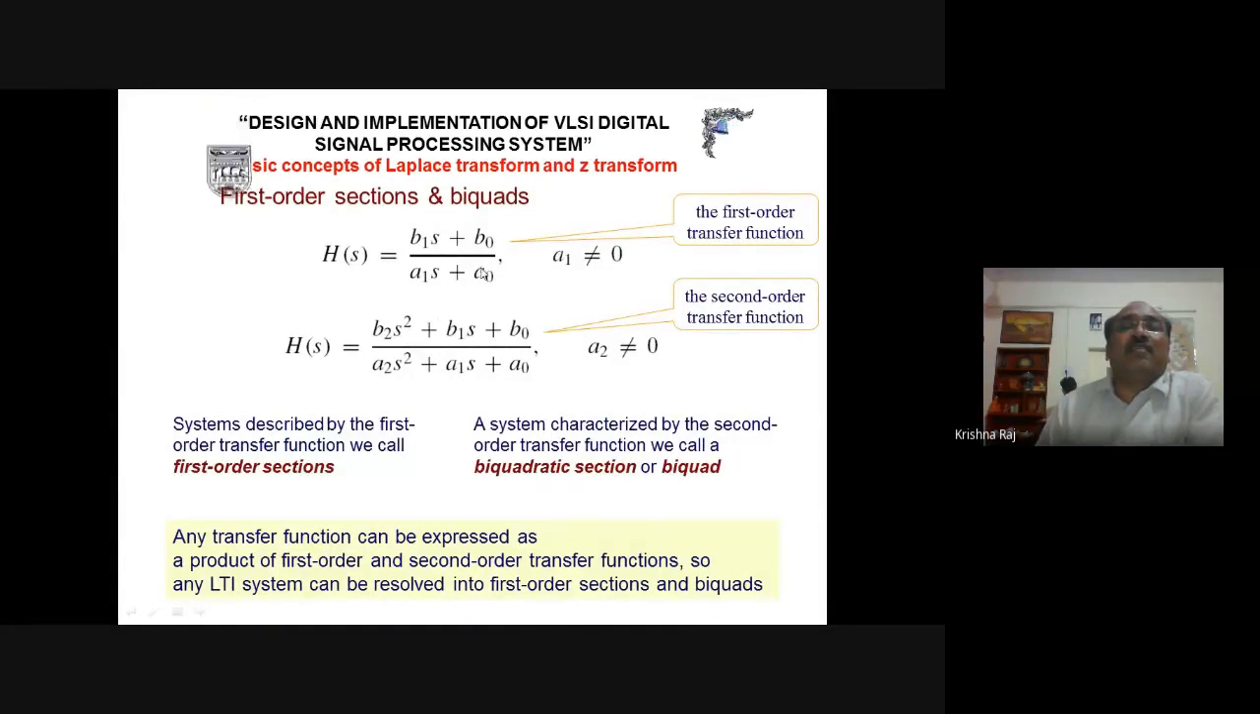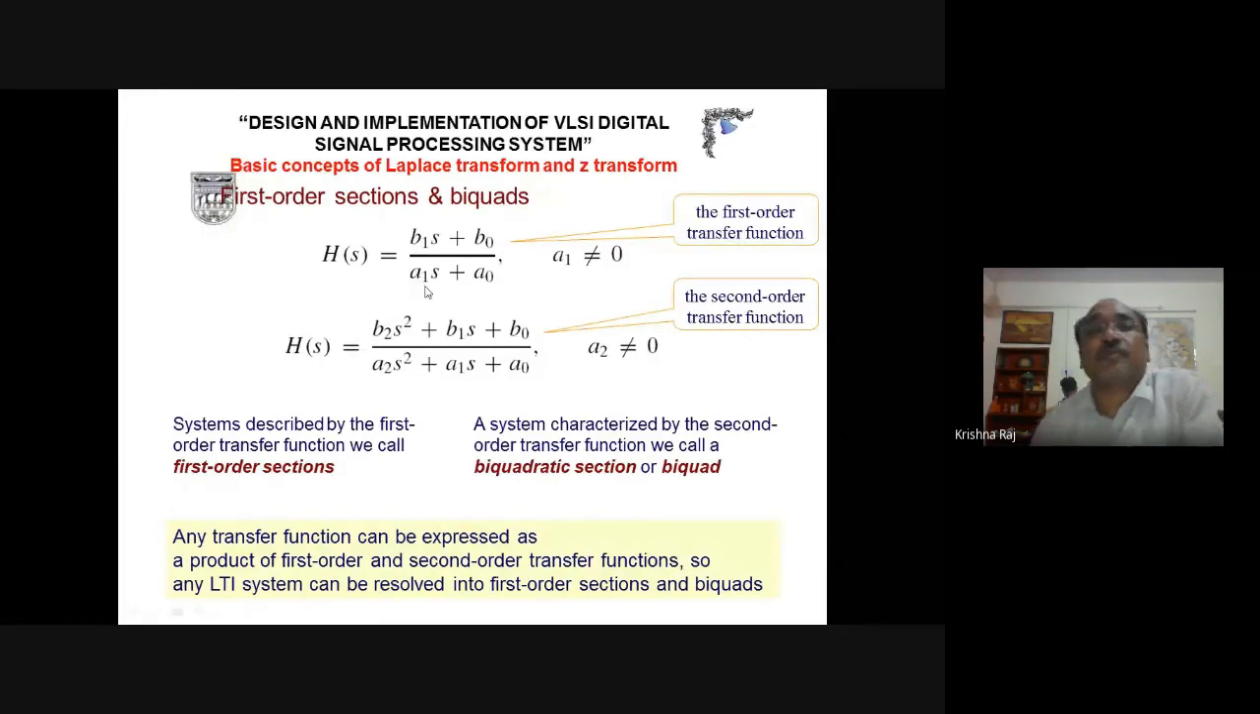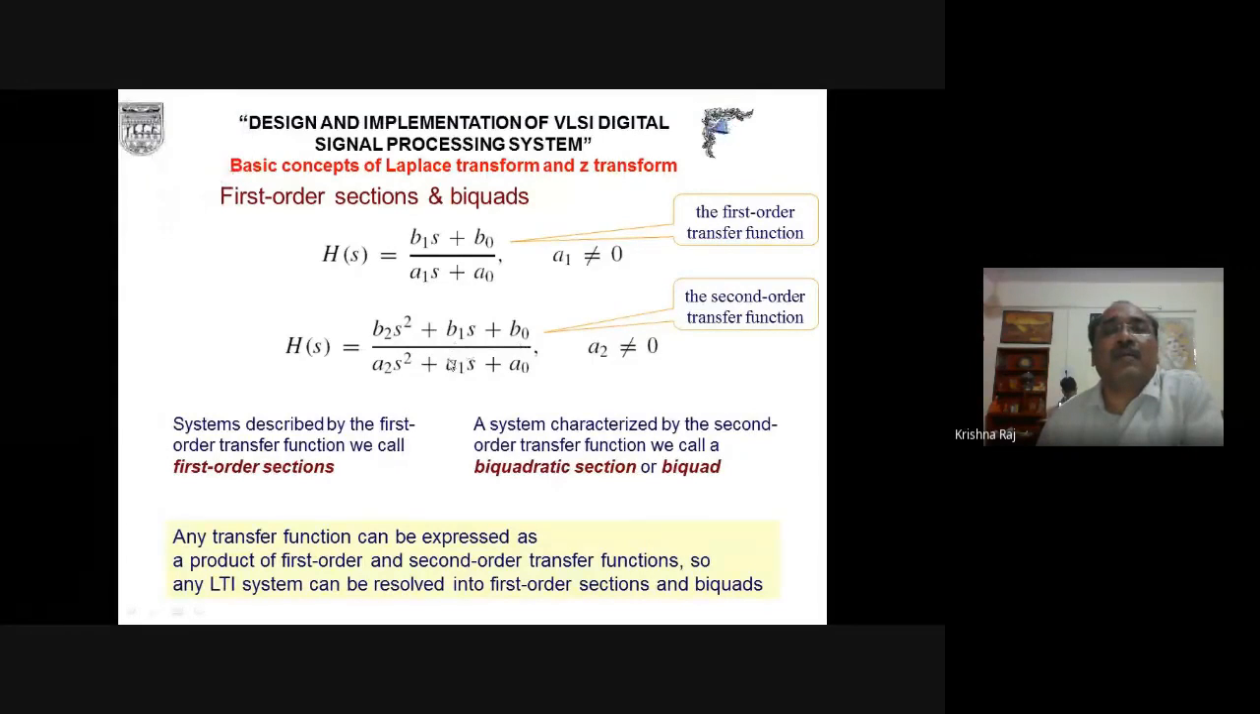For the first order section, H(s) will be represented with some constant multiplied by s. In the numerator the maximum power must be 1, as well as in the denominator, but the condition is that a1 should not be equal to 0. For the second order or biquad section, it is (b2 s square plus b1 s plus b naught) divided by (a2 s square plus a1 s plus a naught). In general, for the second order system we consider one very common example, s square plus 2 zeta omega n s plus omega n square, the characteristic equation of a transfer function, and the same is represented here in the general form.